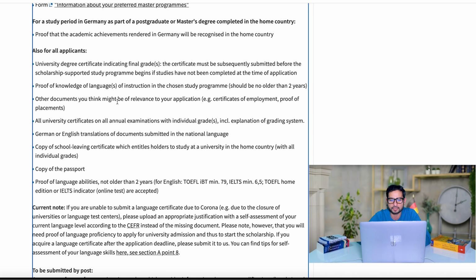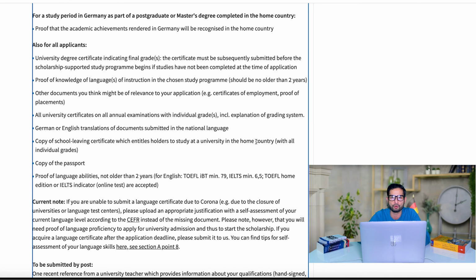Other documents you think might be of relevance to your application, if it's a certificate of employment, proof of placements, or proof of your achievements, anything you have. All university certificates on all annual examinations with individual grades, including an explanation of the grading system, because different countries have different grading systems and you have to interpret every grading system into German so that they know your percentage or your GPA or CGPA or anything.